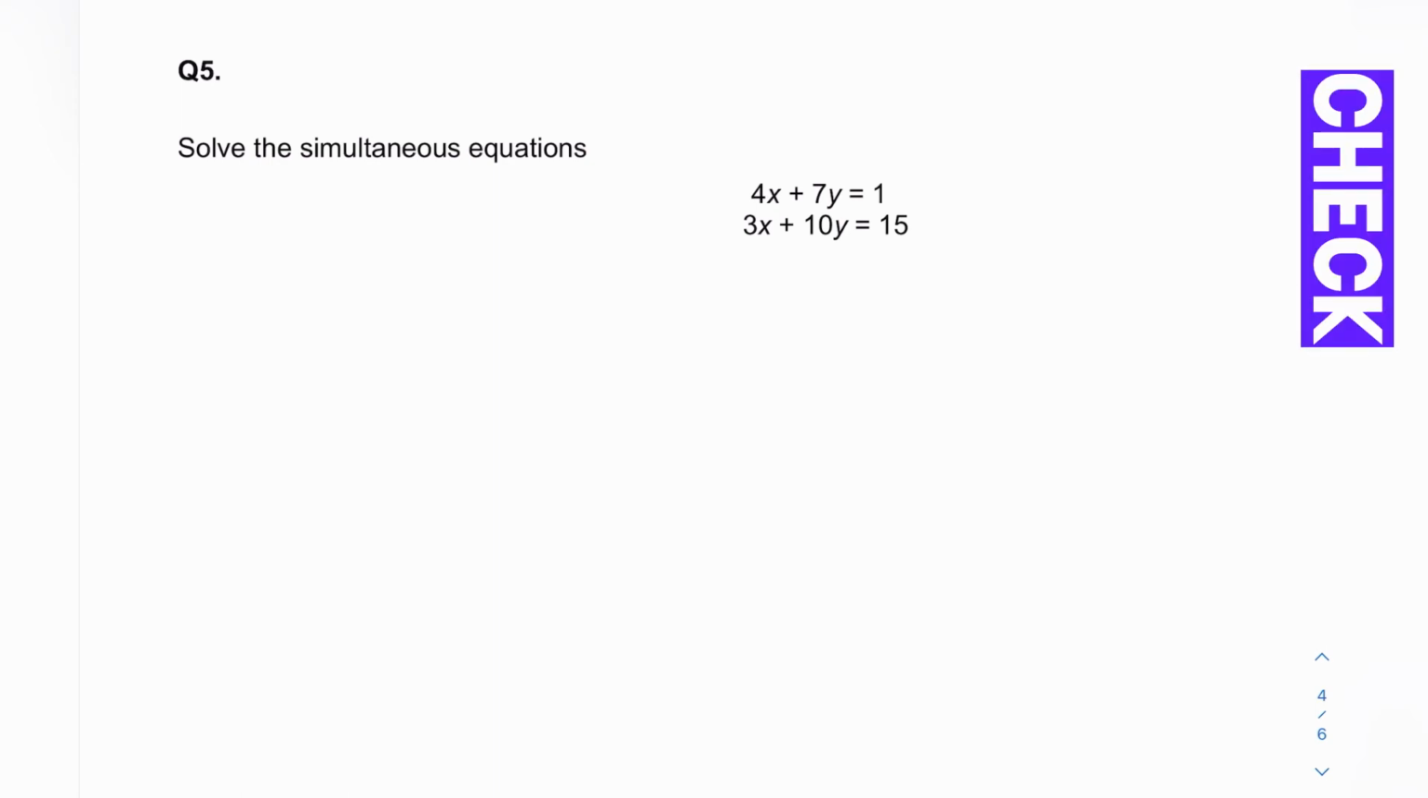So here again our coefficients of x do not match, and the coefficients of y are both different. So it doesn't matter which one we're going to make the same. For this question, I'm going to make the coefficient in front of x the same, so I'm trying to look for the lowest common multiple of 4 and 3. I know that this is 12. That means that I've got to times the first equation by 3 and the second equation by 4. That gives me 12x plus 21y equals 3, and 12x plus 40y equals 60.